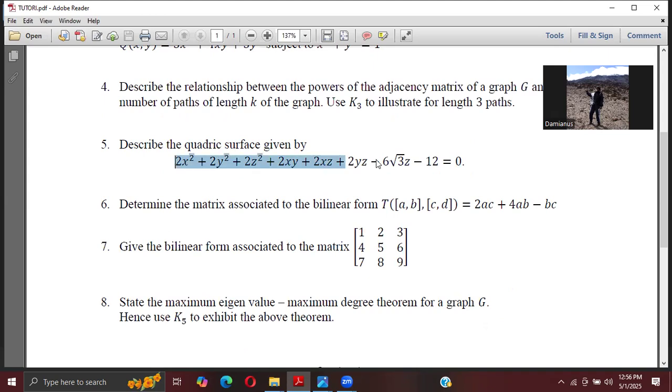Think about this equation here. Look at it. The variable x is raised to power 2. The variable y is raised to power 2. The variable z is raised to power 2. Then you have x and y, this is 1 and 1, so it's 2. Then this is x and z, 1 and 1, this is 2. Y and z, this is 2 also.